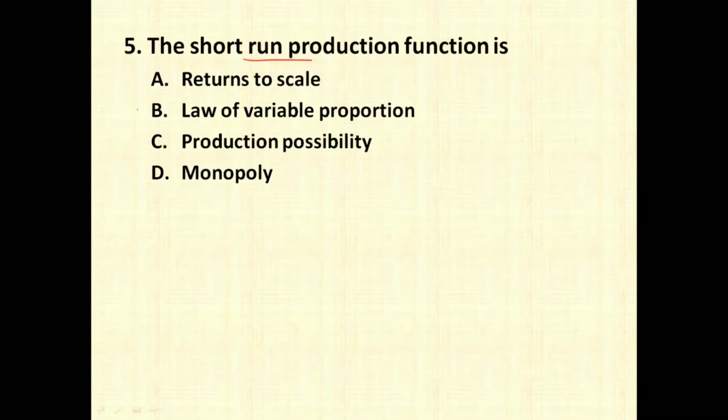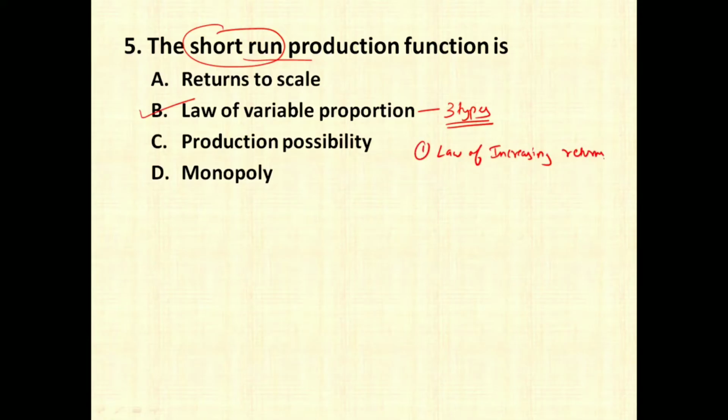The short run production function is return to scale, law of variable proportion, production possibility, monopoly. So correct answer is option number B. So always remember, whenever you get this short run, it is always law of variable proportion, which are of three types. You have to remember these three types. What are those three types? First one is law of increasing returns, second one is law of diminishing returns, and third one is law of negative returns. So these are the three things which come under law of variable proportion, which are for short run.